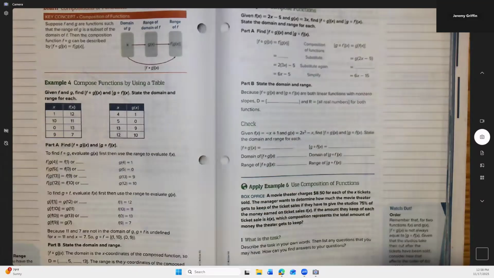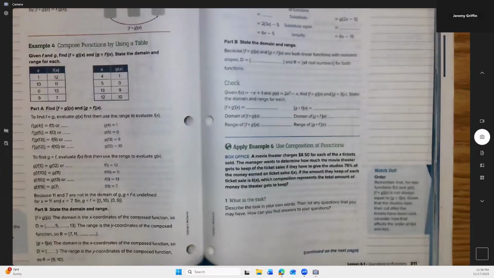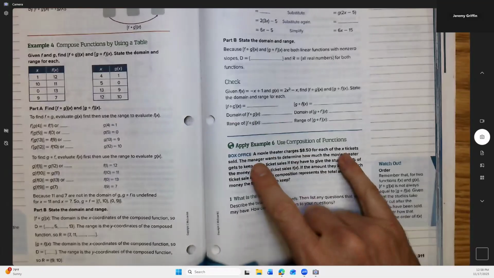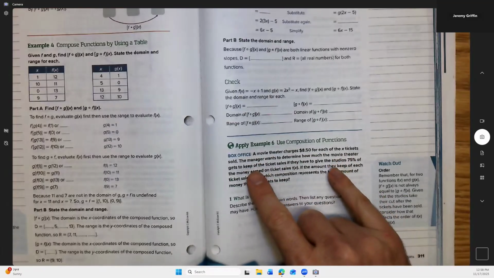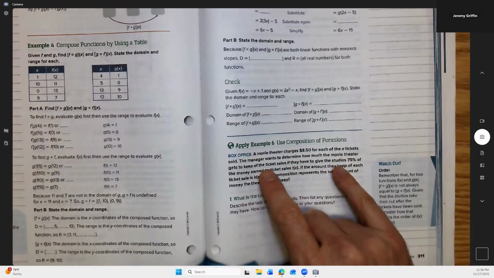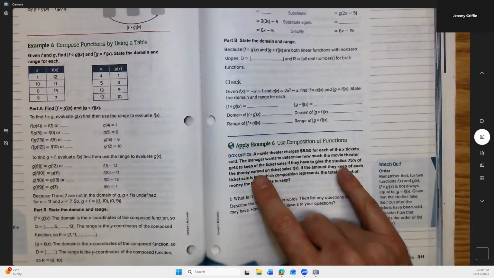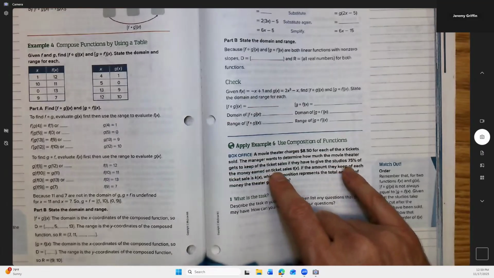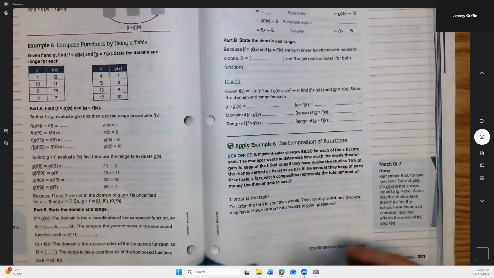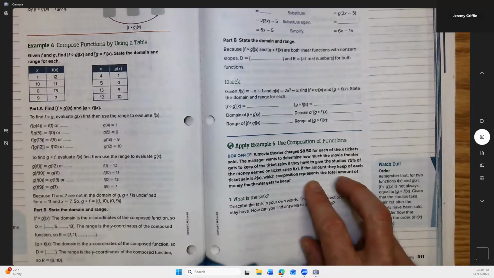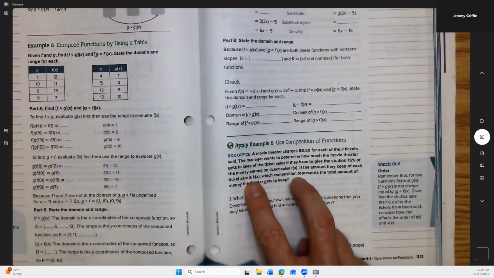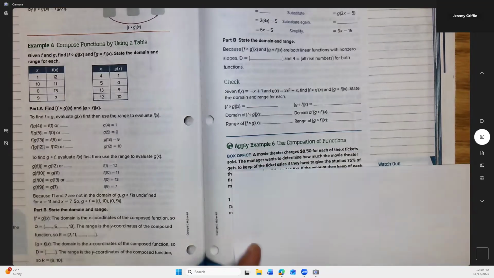All right, so moving on. Example 6: a movie theater charges $8.50 for each of the x tickets sold. A manager wants to determine how much the movie theater gets to keep on the ticket sales, because they have to give the studio 75% of the money earned in ticket sales. I don't know the exact numbers in real life, but it's probably similar to this. When you buy a movie ticket, a lot of that money actually goes back to the original studios. It's sort of like the movie theater renting the movie to show. So they're allowed to keep K of x, which represents how much they're allowed to keep.